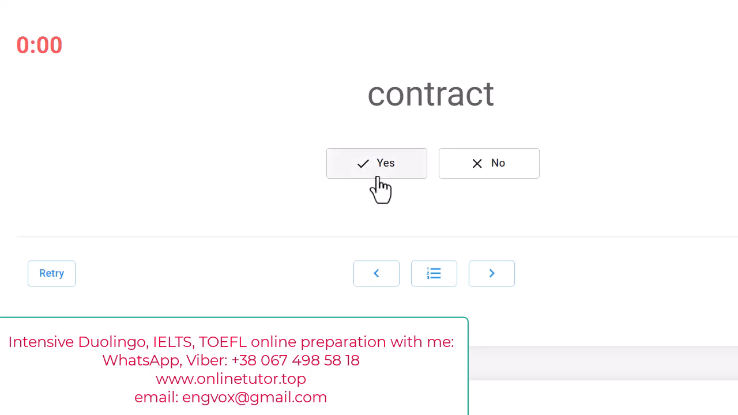Contract, of course. I don't know why they have placed this word into hard level. Contract, like agreement, a treaty between two or more parties. Like our agreement, usually it's a legal agreement that we sign with you, we put our signatures. For example, the contract between two companies. So, yeah, everybody knows contract.